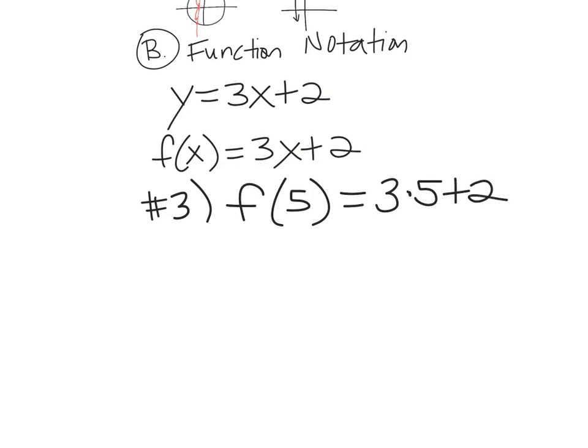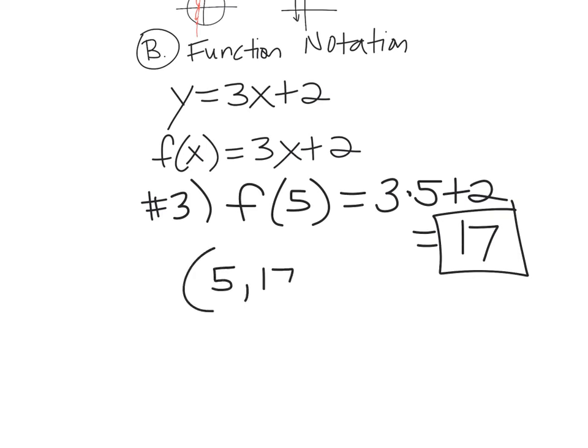5 goes into the function, beep, boop, and then it spits out 17. Is it 17? Yeah, 17. There you go. And so what happens is this is the ordered pair (5, 17). You try one.